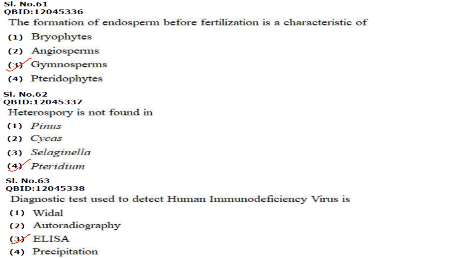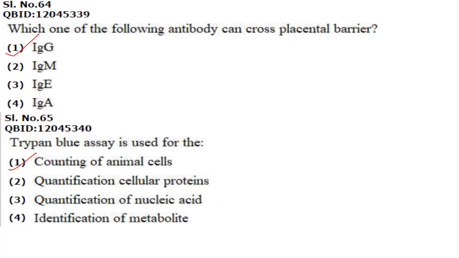The next one. Diagnostic test used to detect human immunodeficiency virus. So which diagnostic test is used to detect HIV? It is ELISA that is used. Widal is used for typhoid. So the ELISA technique is used to detect the virus. Then, which one of the following antibodies can cross the placental barrier? Again the same question. It was asked just 10-15 questions previously. So it is IgG that can cross the placental barrier.